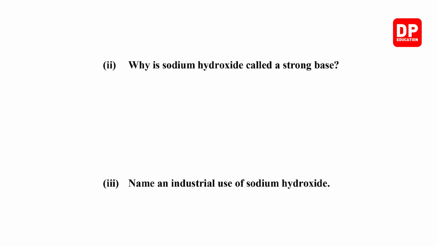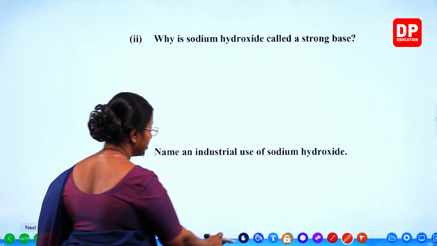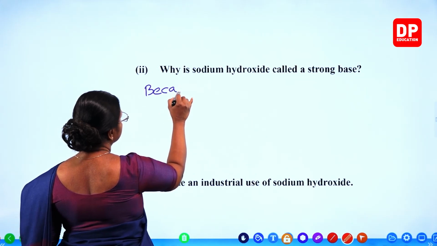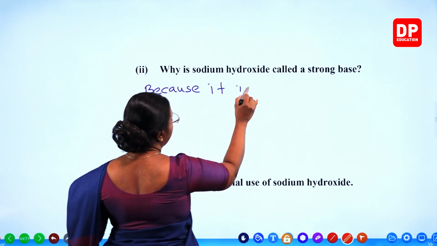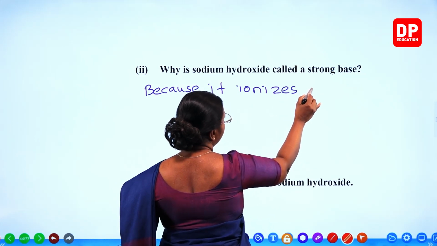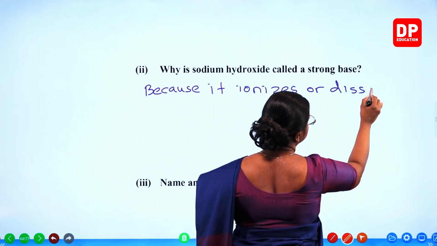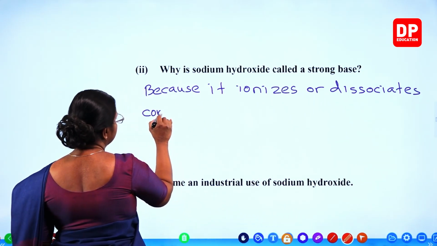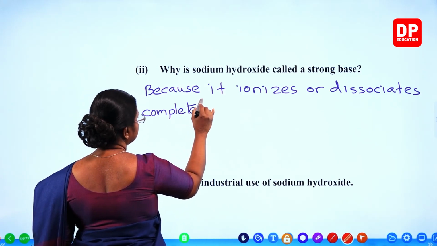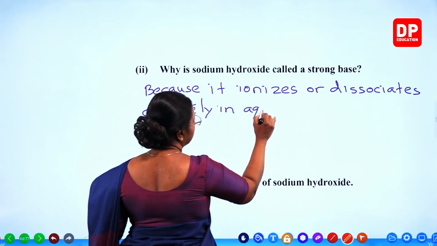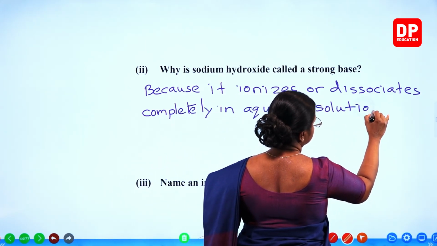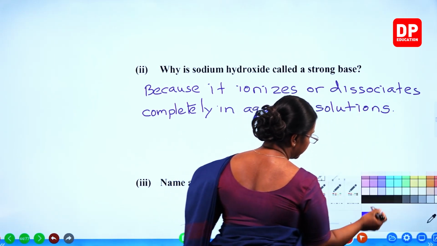Then the second part of the question: why is sodium hydroxide called a strong base? That also I mentioned to you all, because it ionizes, or you can say dissociates, completely in aqueous solutions. So this is the answer you need to write.